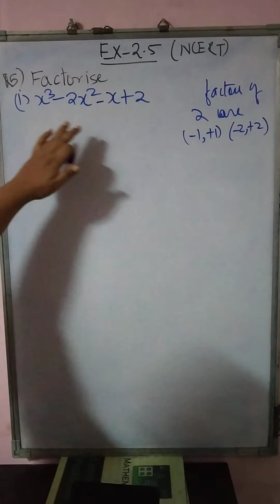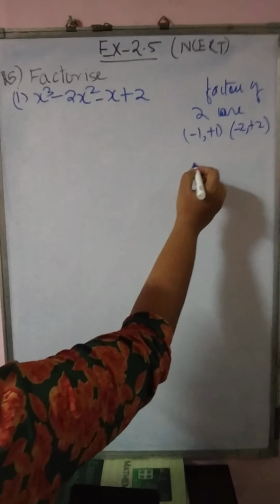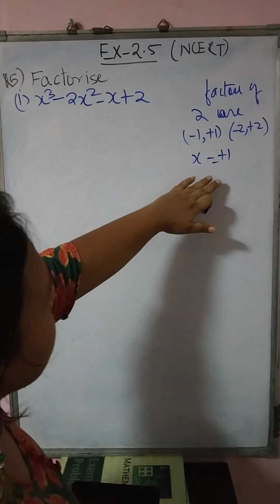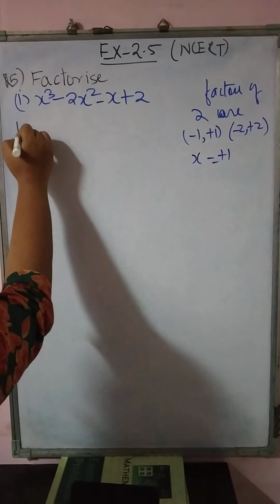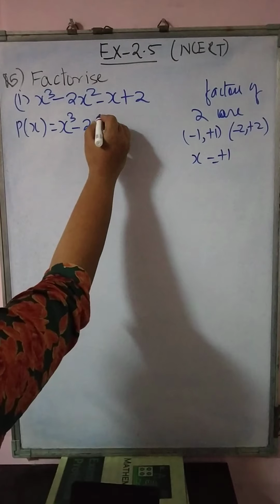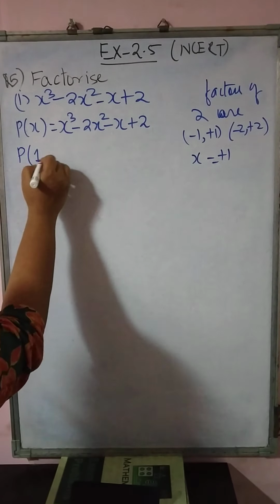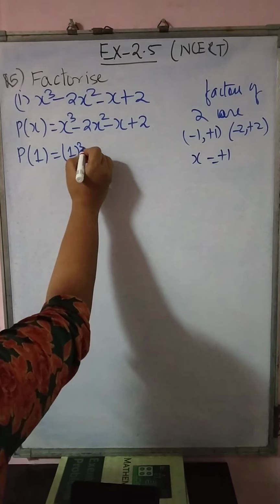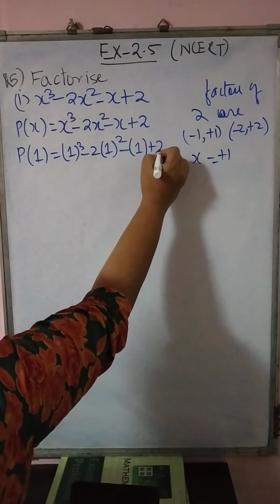Okay. So to find the first factor, I am going to use trial and error. I am going to use first x is equal to plus 1 and see, after putting the value of x is equal to plus 1, am I going to get 0? So p of x is equal to x cube minus 2x square minus x plus 2. So p of plus 1. Wherever x is there, we'll put x is equal to plus 1. 1 cube minus 2 into 1 square minus 1 plus 2.